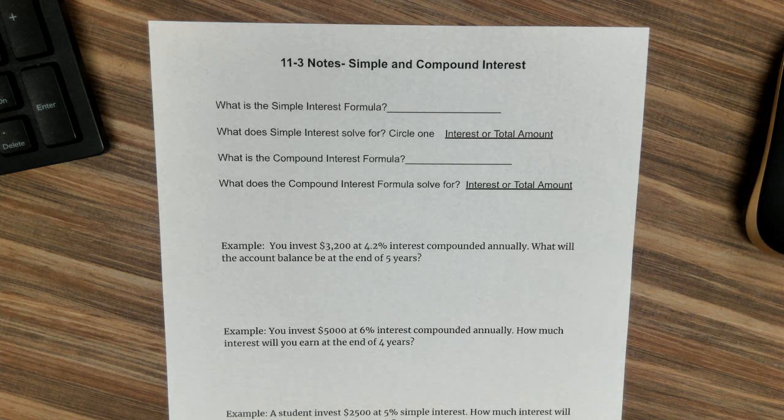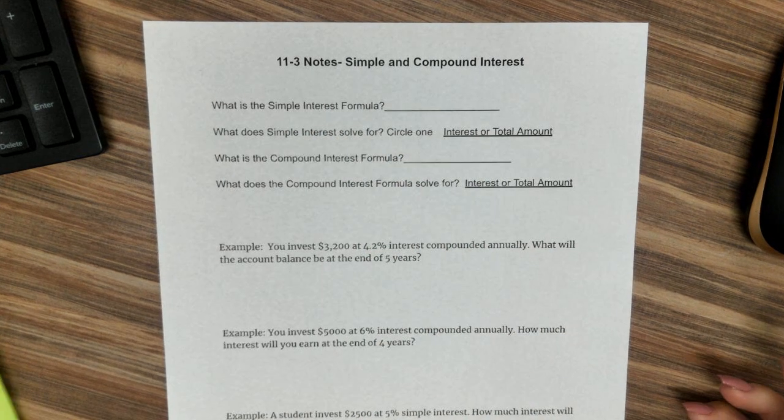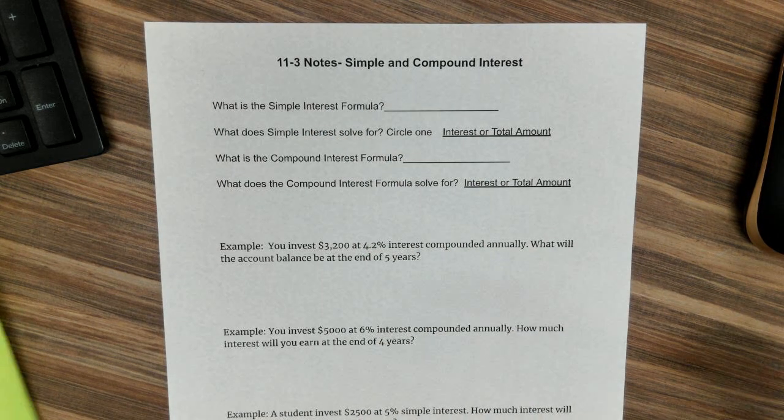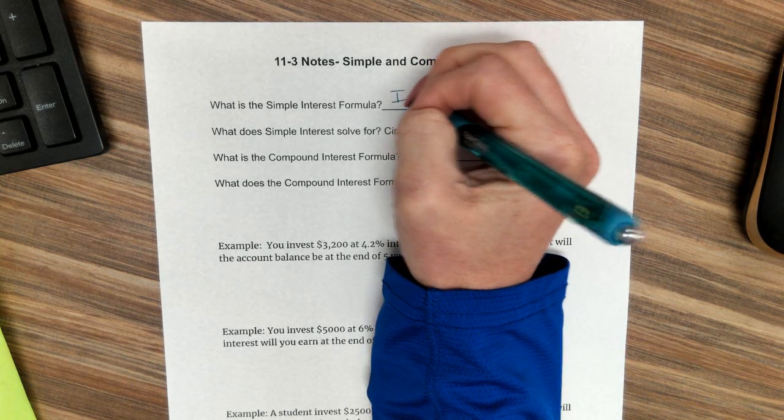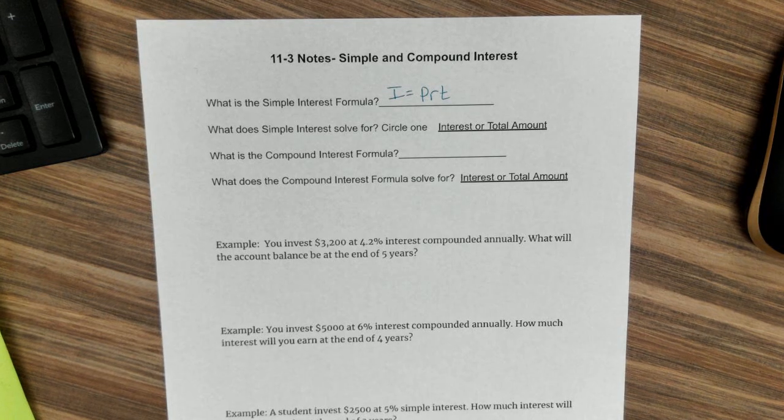So basically today is a review of what we've learned the past 2 days over simple and compound interest. It says, what is the simple interest formula? What is it? If you had your star chart out, you would know. I equals PRT. Write it down. You're going to need this.